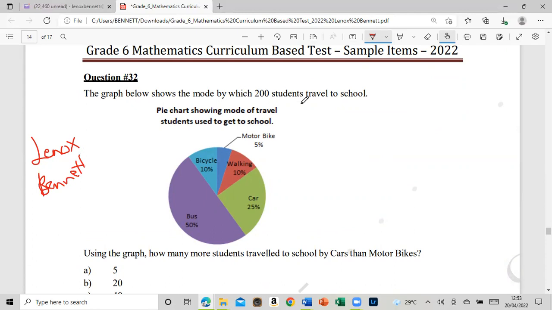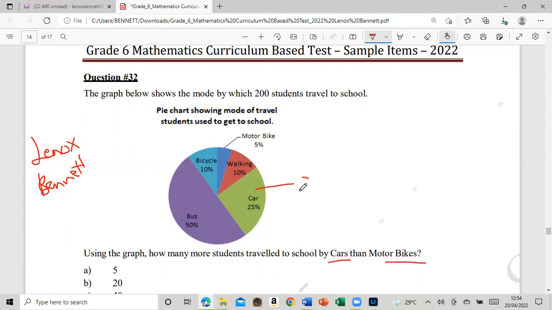All right, the graph below shows the mode by which 200 students travel to school. The pie chart shows the mode of travel students used to get to school. And it says bicycle 10%, walking 10%, car 25%, and bus. Using the graph, how many students travel to school by cars? How many more travel to school by cars than motorbike?